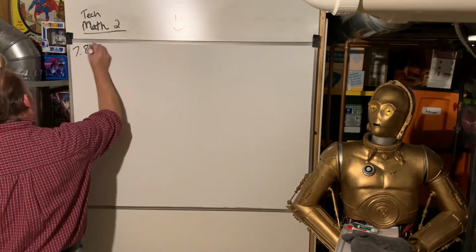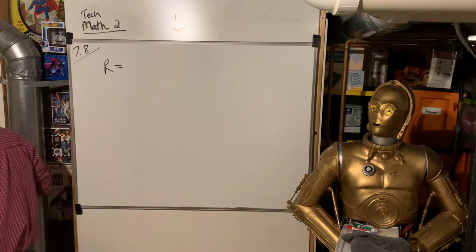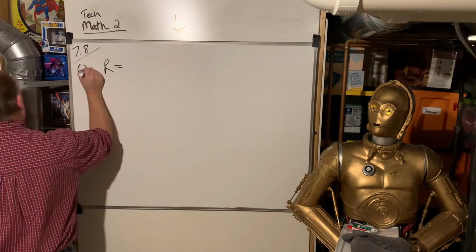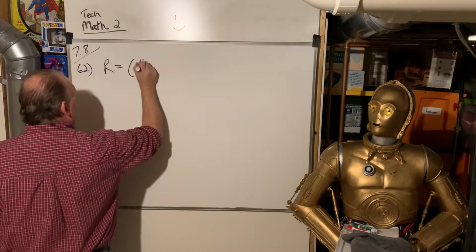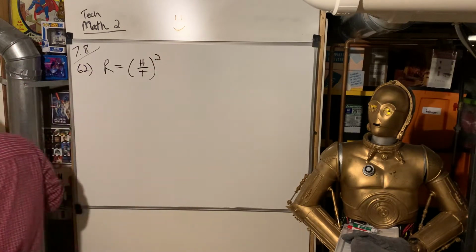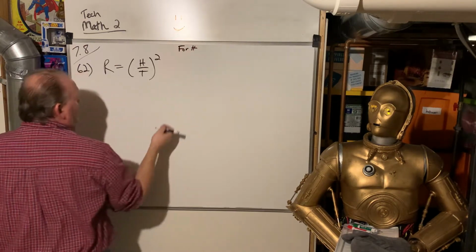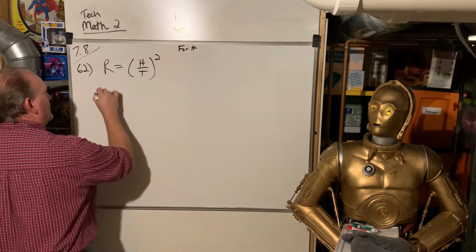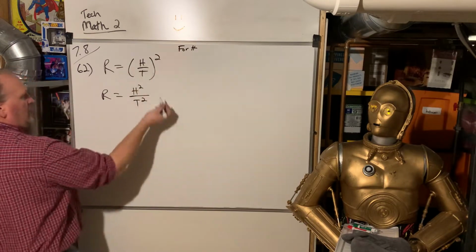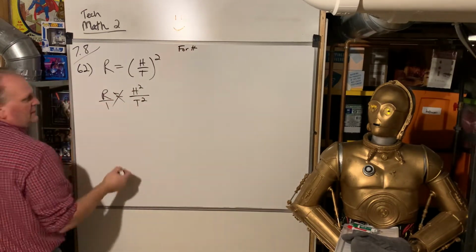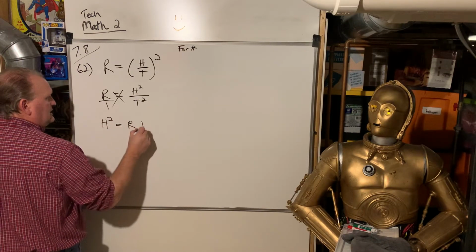So 7.8, we're looking at number 62. That's in the red book on page 327. So R is equal to the quantity H over T squared, and they want me to solve for H. So this time, I guess we can square it. Okay, here. We'll go H squared over T squared. So we do that, we cross multiply. So we have H squared equals R T squared.